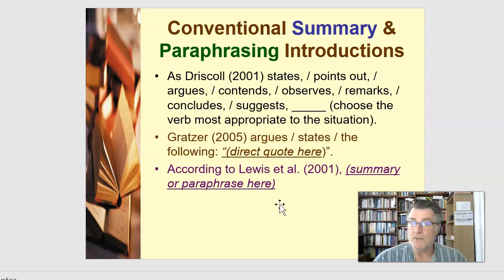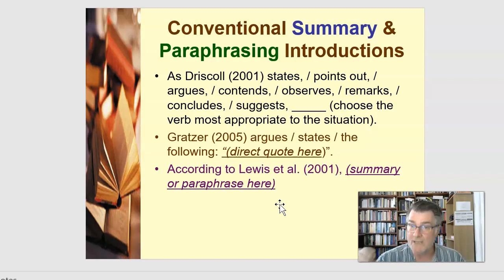When you're doing this, you want to set up your statement with a transitional phrase, in this case, Driscoll, bracket 2001, which is APA formatting. As Driscoll 2001 either states, points out, argues, contends, observes, whatever it may be, choose the verb that's most appropriate to reflect the intention of the original author.